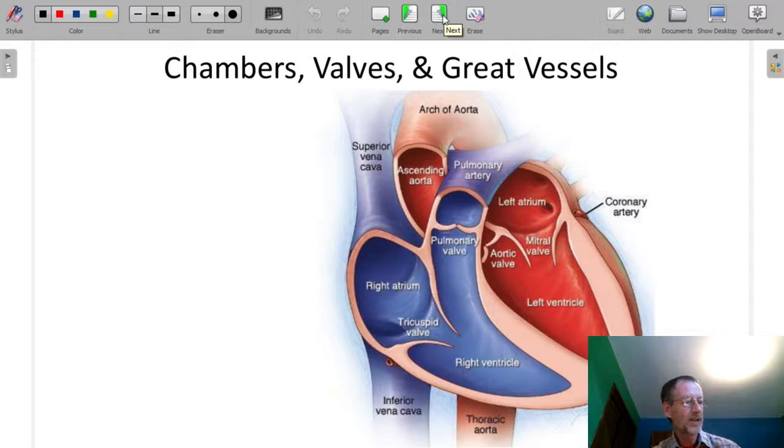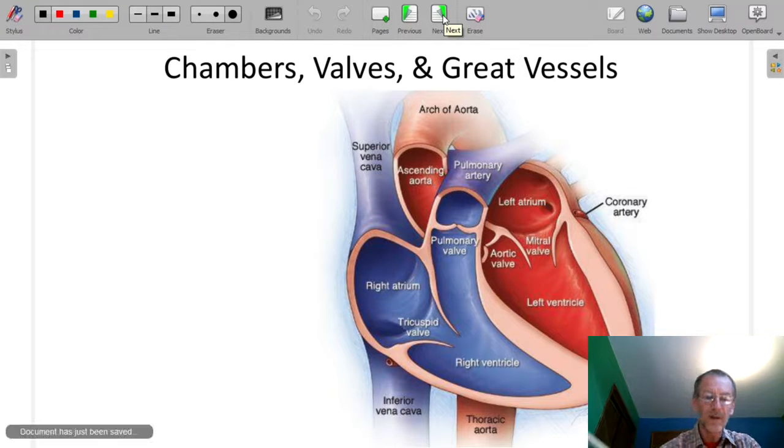So let's start in with the major structures of the heart. And what you need to learn are the chambers, the valves, and the great vessels that are connected to the heart, all of which is shown in this figure. So let's go through the chambers first.